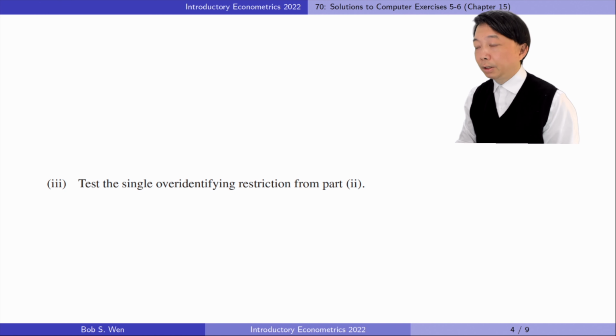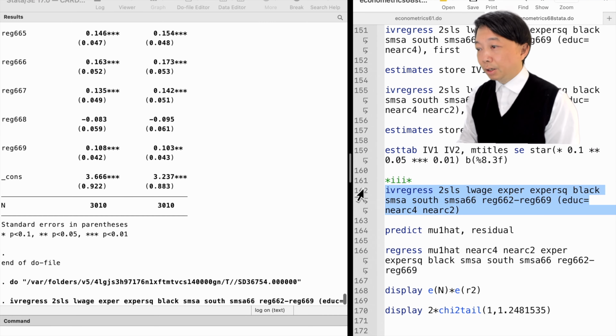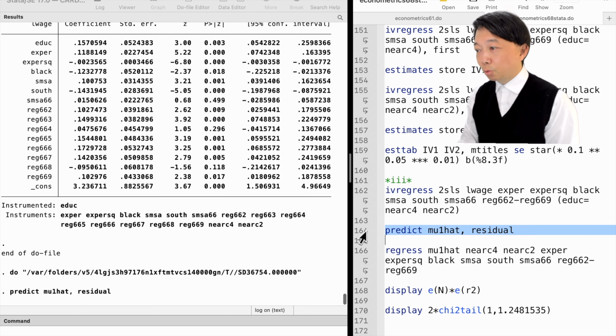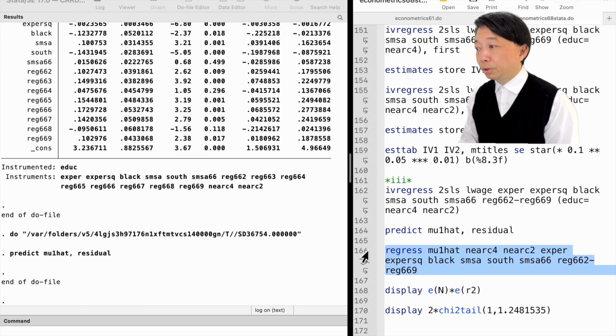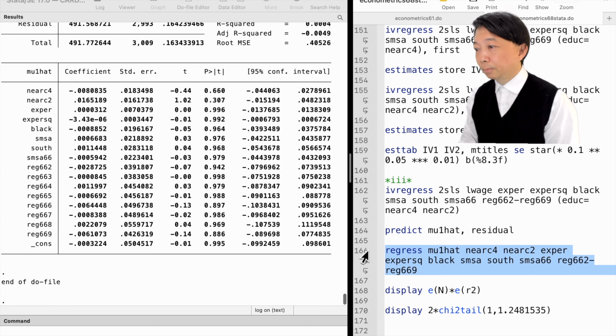In Part 3, we test the single over-identifying restriction from Part 2. To test the over-identification restriction, we first estimate the structural equation by two-stage least squares and obtain the two-stage least squares residuals mu1 hat. Then we regress mu1 hat on all exogenous variables and obtain the R-squared. Under the null hypothesis that all IVs are uncorrelated with mu1, n times R-squared follows a chi-squared distribution.